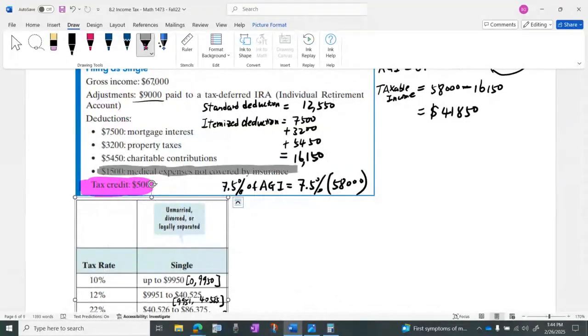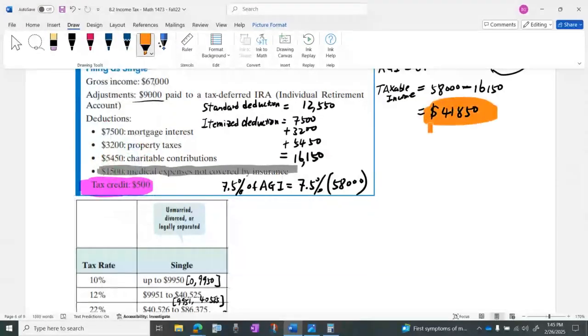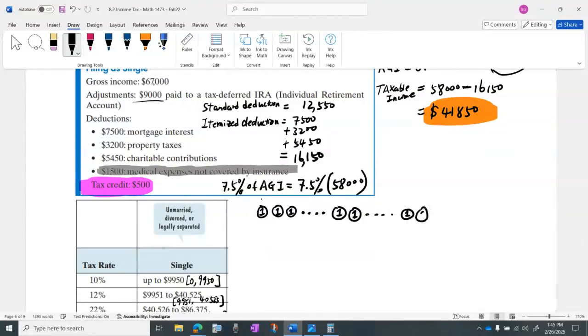How does the tax rate apply to the taxable income of the taxpayer, $41,850? We are going to convert that amount of money into single dollars. Right now we have this, which is $1, right? Another dollar, another dollar, another dollar, another dollar. We are going to put those $41,850 like this.